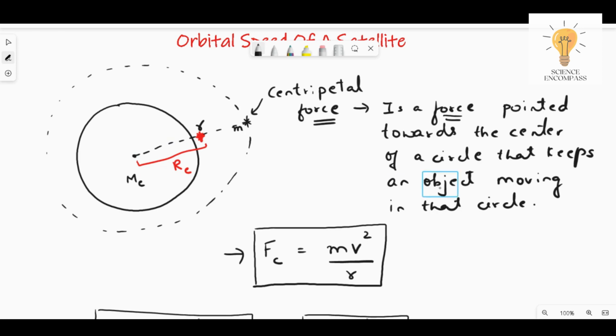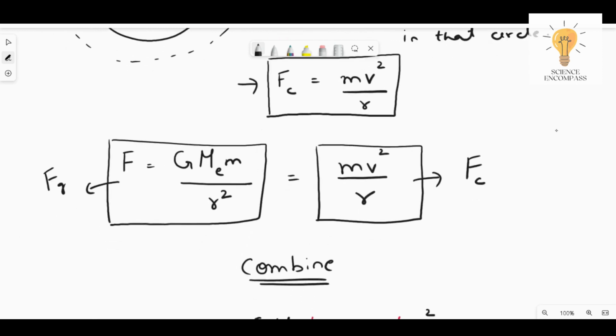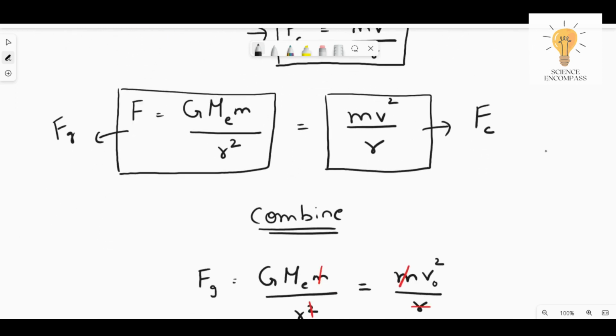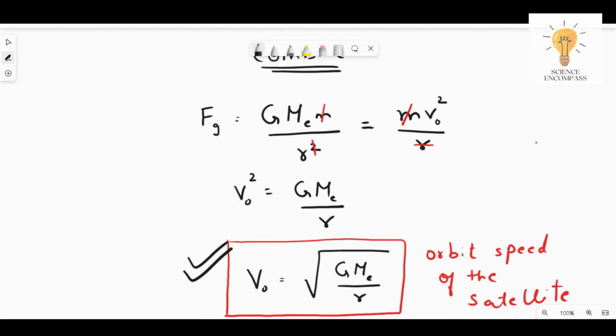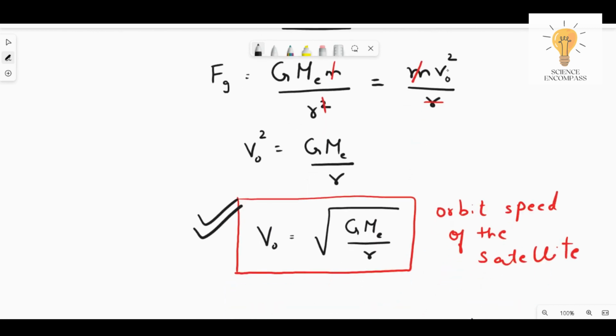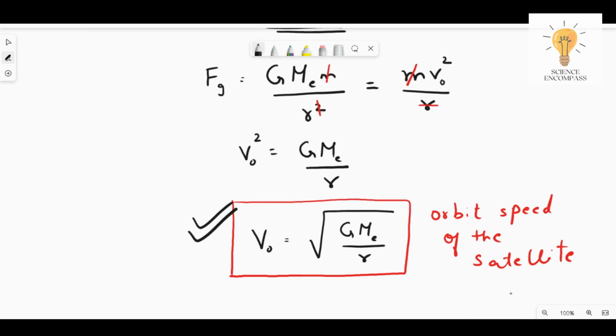And when we're talking about centripetal, we always talk about gravity as well. So gravitational force, which is given by this formula. And then we combine both of them, the force of gravity and the centripetal force, and write it in this way. We did a little bit of cancellations, and we got this v naught, that's the velocity of that satellite. We got that outward because we are talking after all about the velocity of the satellite.